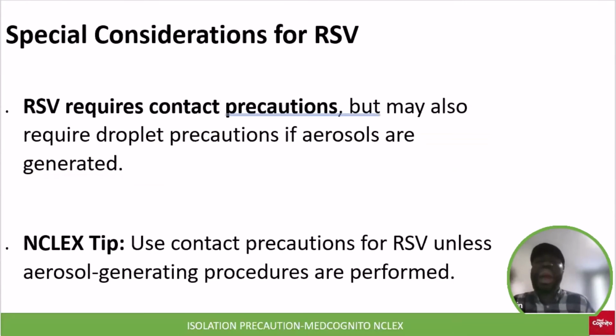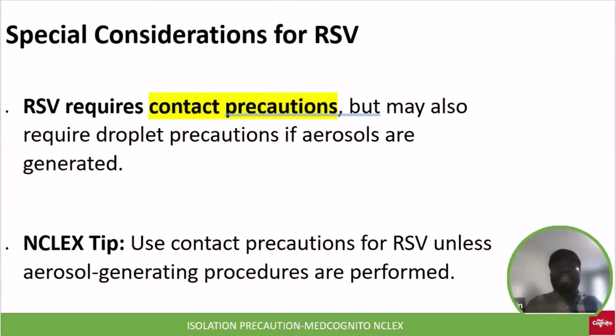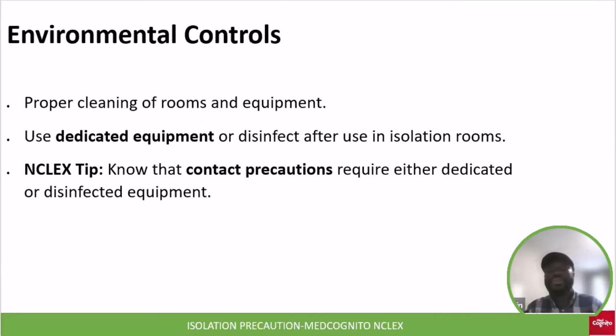Now, what about RSV? If you see RSV, remember contact precautions. RSV goes with contact precautions. But they may also require droplet precautions if aerosols are generated. Okay. Now, use contact precautions for RSV unless aerosol generating procedures are performed. So, contact precautions, RSV. Meanwhile, C. difficile, soap and water to wash the hand.